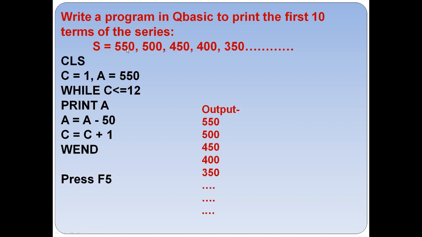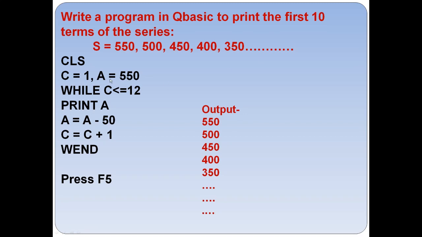S is equal to 550, 550 and 500 and 450 and 400 and 350. The difference of these numbers is 50. First we will write CLS. Here we will not find the sum of the series. We will find only these numbers till 10 terms.